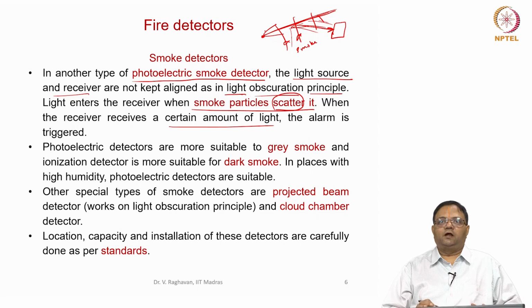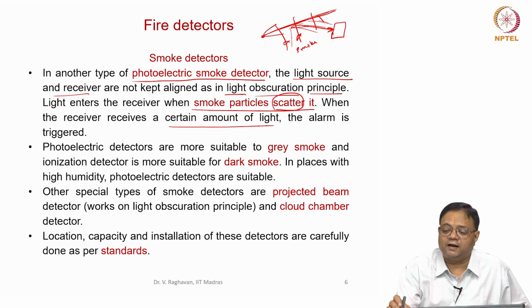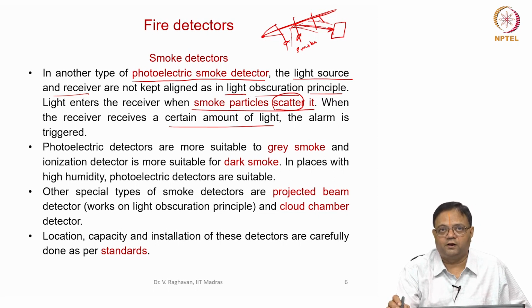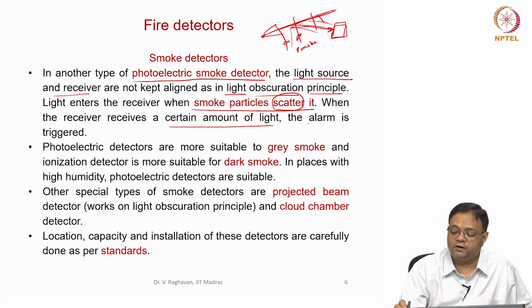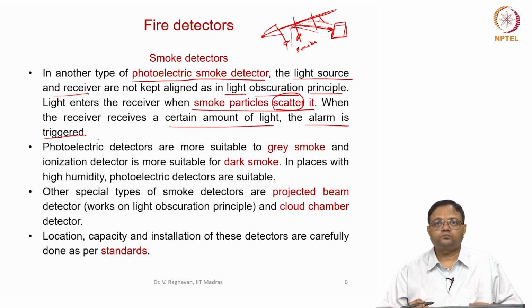So that means there will be no light intensity received by the receiver at all when there is no smoke, but based upon the intensity of smoke which is passing through this, scattering of light occurs by the soot particles present in the smoke, and this smoke scattered light will be received by the receiver. If certain intensity of light is received, then an alarm will be triggered. This is the second method.